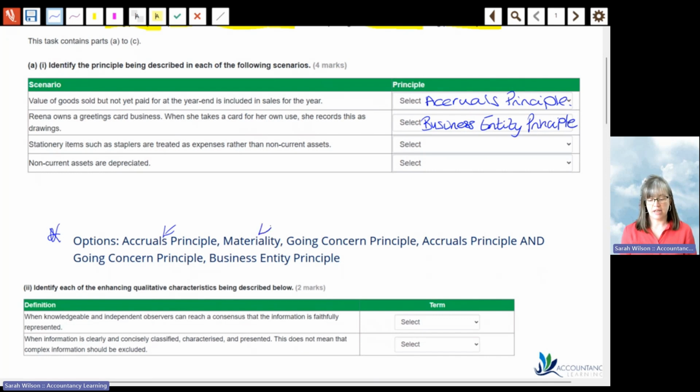So that is going to be talking about our materiality. So materiality is concerned with whether it is a large value item that is going to have a significant impact on the accounts. So your stationery items will go through as general day-to-day expenses.